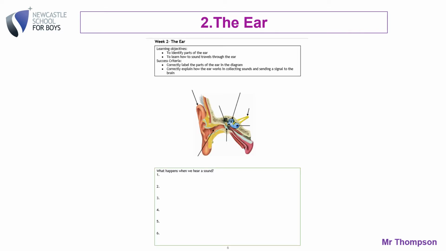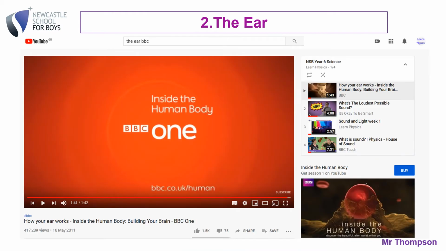You will turn to page 6 in your booklet, whether it's a paper version you print out, or whether you want to do it online. It's entirely up to you. And you're going to label the parts of the ear. I think before you do that, the best thing to do, I've sent you a link to this, is a brilliant video by the BBC called How Your Ear Works Inside the Human Body. Worth watching, only a few minutes long, but a really, really interesting program. So if you want to pause this video now and watch that one, then come back.